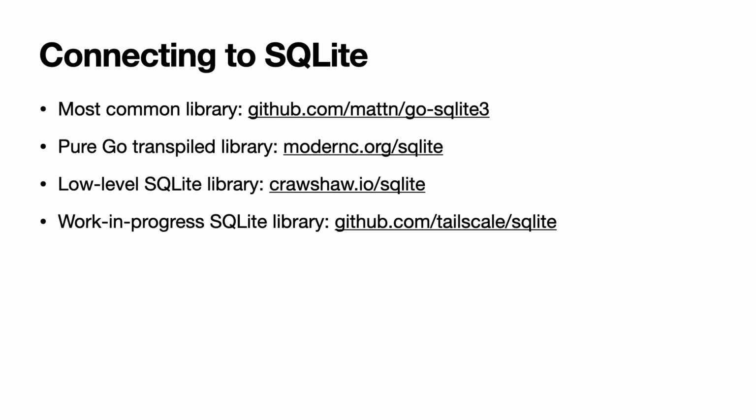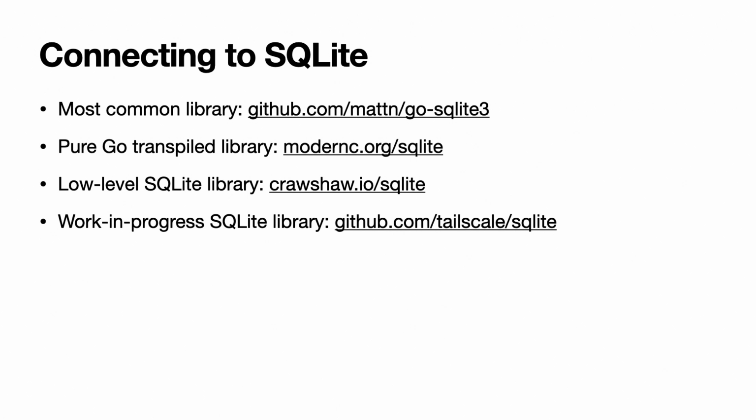There's also a project going on from Modern C, where they've actually transpiled, like mechanically transpiled, all the code from SQLite into Go, so you can actually compile it as a Go library. Then you avoid the CGO overhead and any issues around cross-compiling.